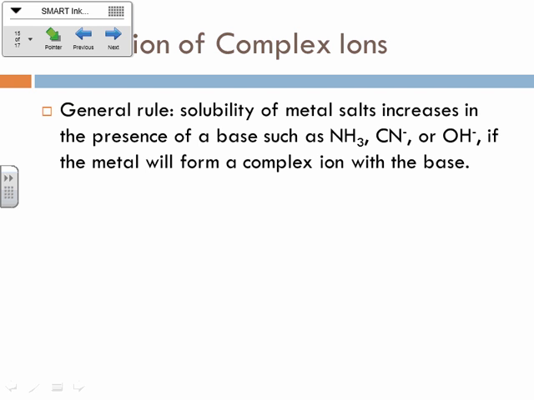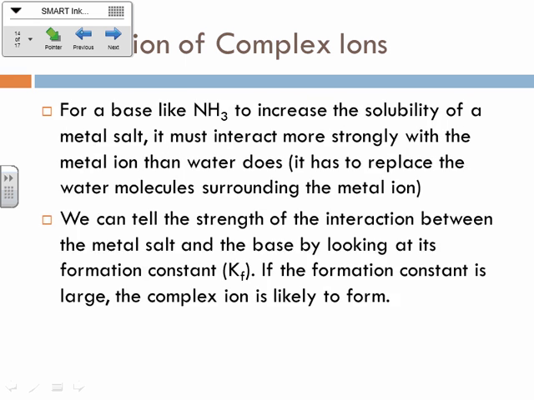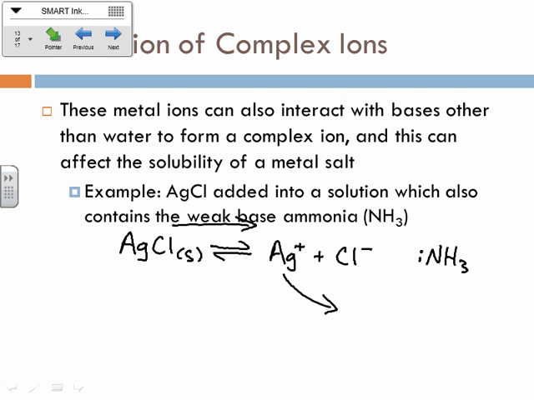But here's the general rule that might be helpful to remember. If you put a metal salt into NH3, CN-, OH-, one of those, then it's likely that that metal will form a complex ion, which is going to take some of that cation out of the solution, okay? So ultimately what you need to remember is that if you have it in a solution where it could form a complex ion, you're probably going to lose some of the cation, some of the Ag+, and that's going to increase your solubility, okay?